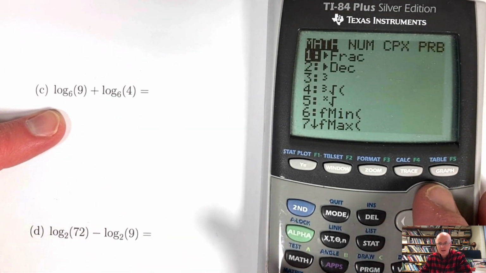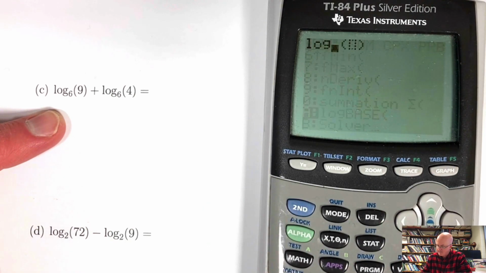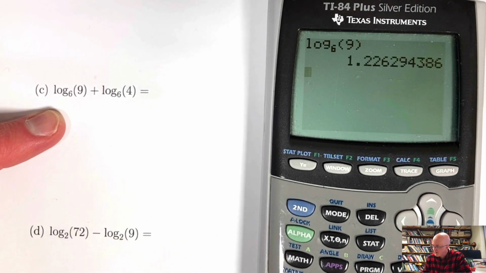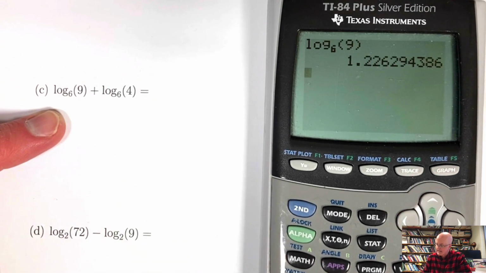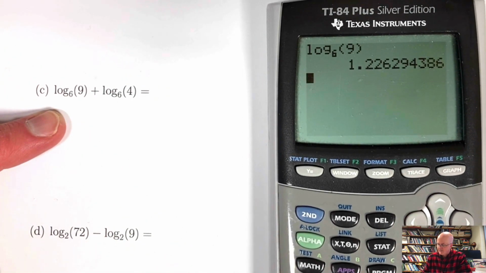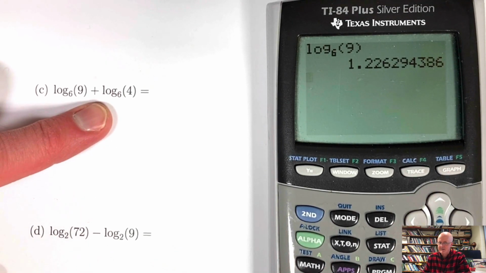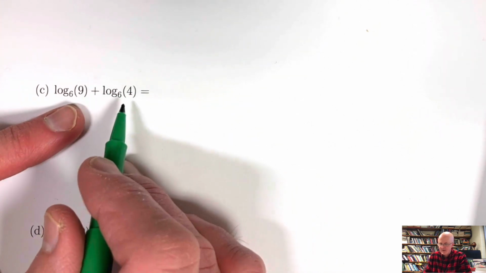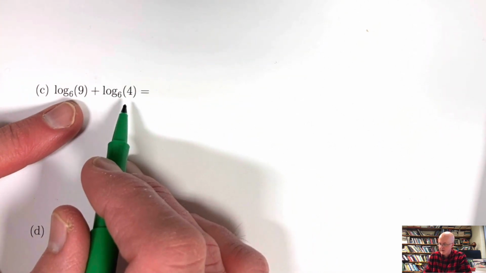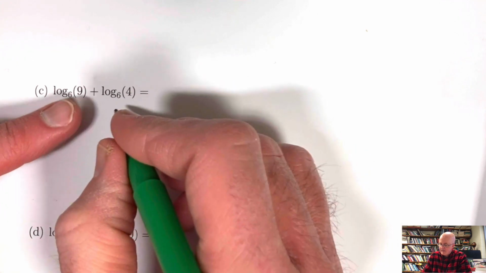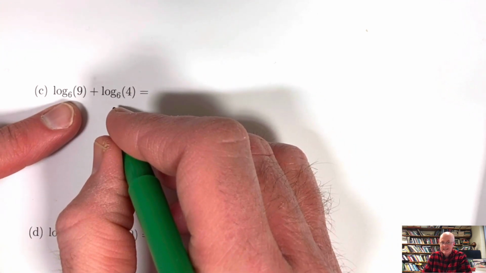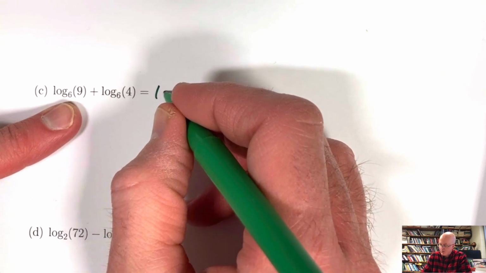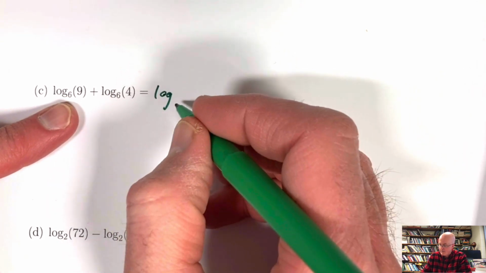Go back to my math menu, go to log base. Log base 6 of 9 is not a simple number. It's not clear what that number is. It's probably irrational. Same kind of thing happens with log base 6 of 4. You've got to raise 6 to certain irrational powers to get 9 and 4. It's not a simple relationship. But even though each of these numbers individually is something complicated, I can still solve the problem because I can use a property of logarithms from problem 1.